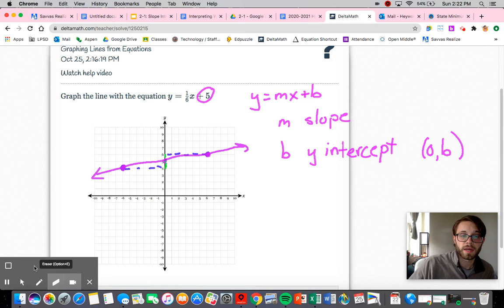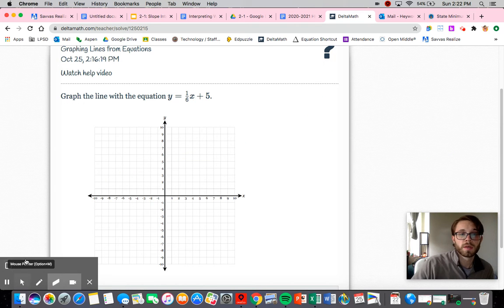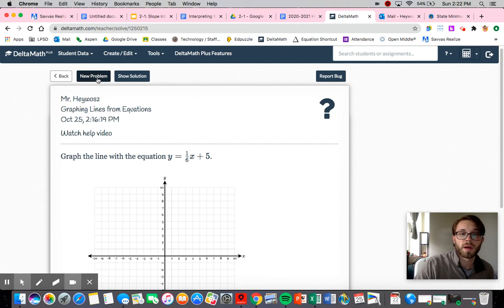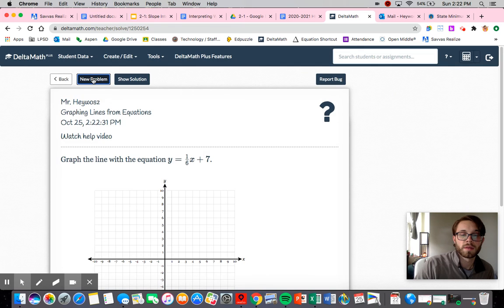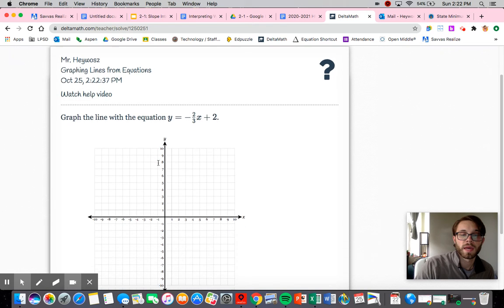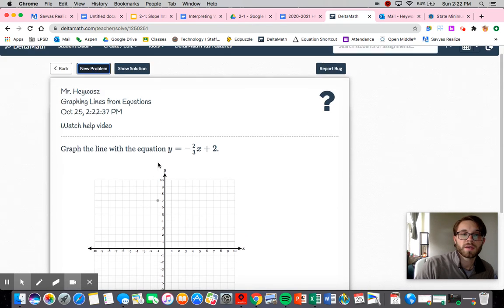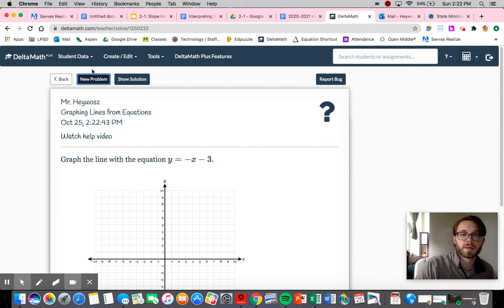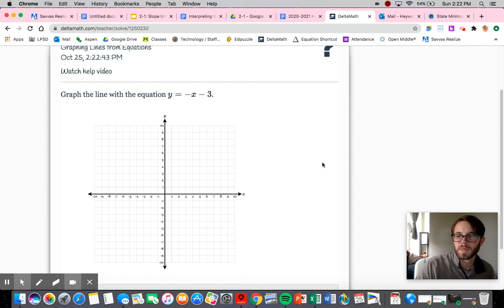Let me just clear that one out. Start another problem, new problem. It's very similar. We're going to do a different one. Okay. So let's look at this problem. So how do we do this? Again, still in slope-intercept form. So we, again, can still start with our y-intercept, which, again, we have here.